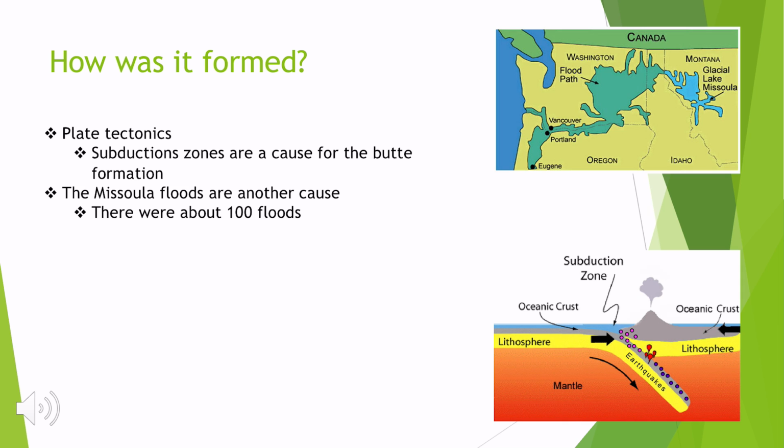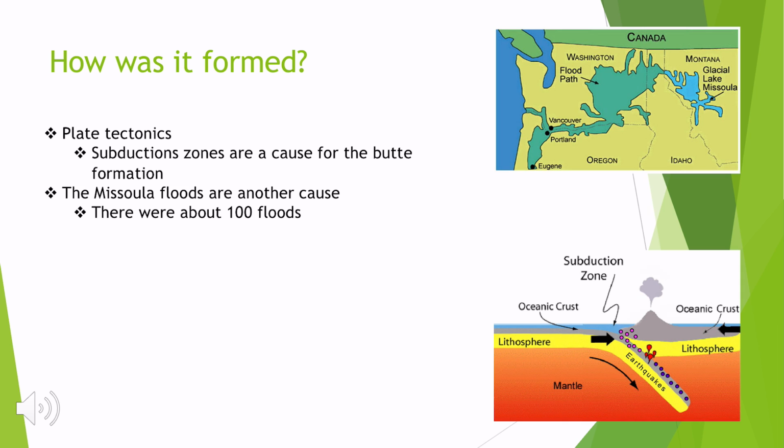The subduction zone is a type of convergent plate boundary. It occurs when two plates collide. The heavier oceanic crust will fall below the mantle, and the lighter continental crust will go on top of the mantle and the oceanic crust. When this happens, volcanoes, earthquakes, and mountains are likely to form. Kamiak Butte was very likely created by a subduction zone.